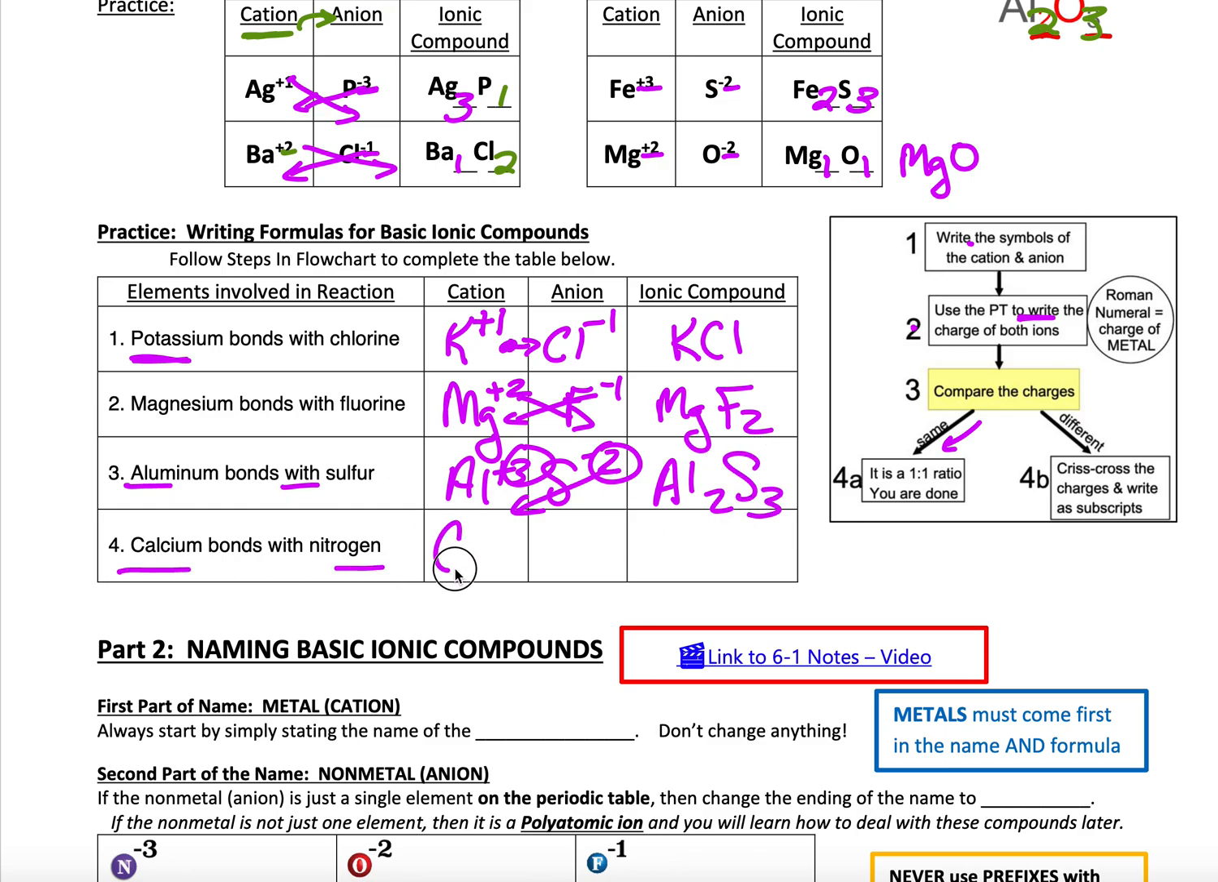Finally, calcium hooks up with nitrogen, Ca +2, N -3. They're not the same. The charges are different, so we crisscross. Ca 3, N 2. That's how to write formulas for basic ionic compounds. Are there new things we're going to learn? Absolutely, but this is the basics.